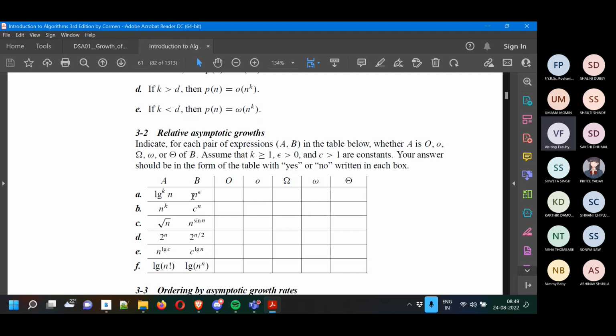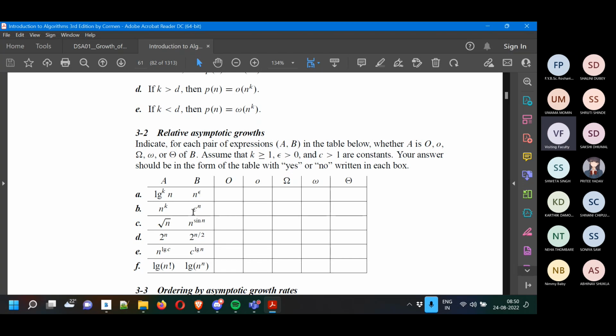Log n and n. Which way does it go? Is log n big O of n? Is log n little o of n? Is log n big omega of n? Is log n little omega of n? Find out. Okay, try working it out, find out.